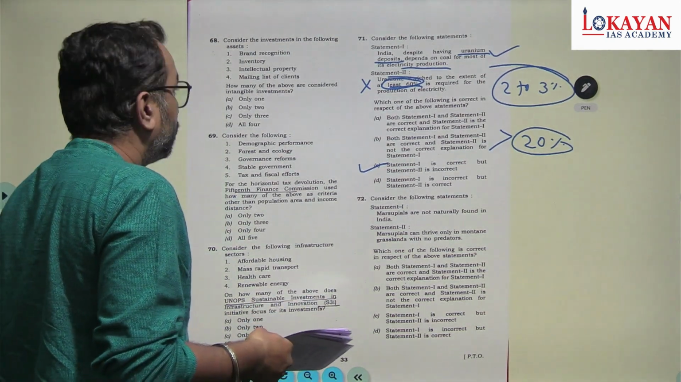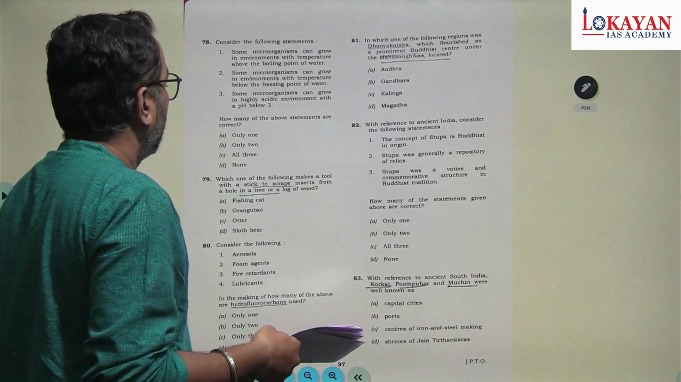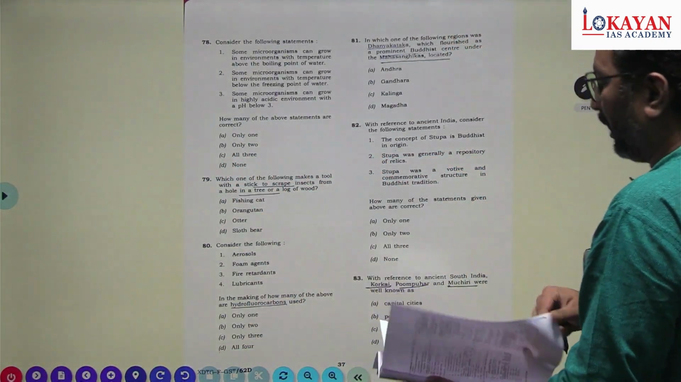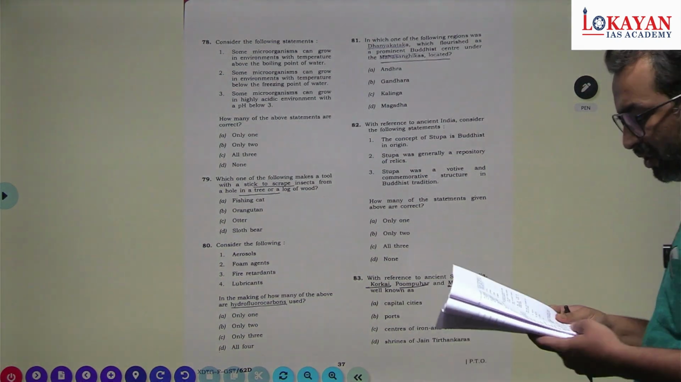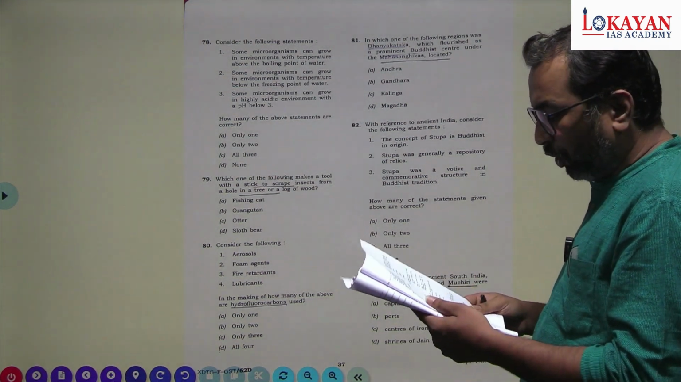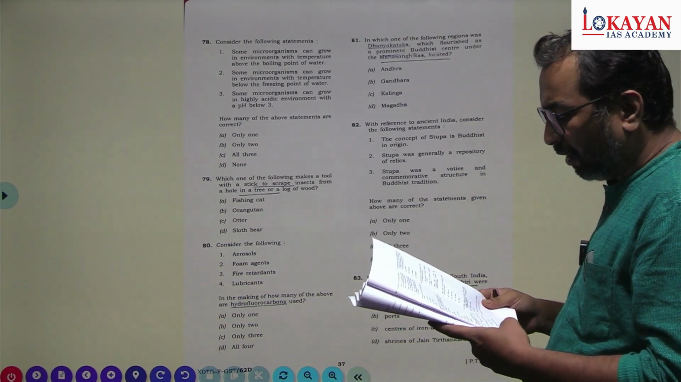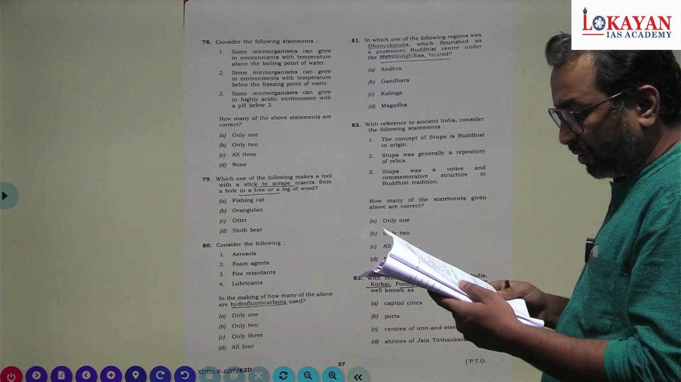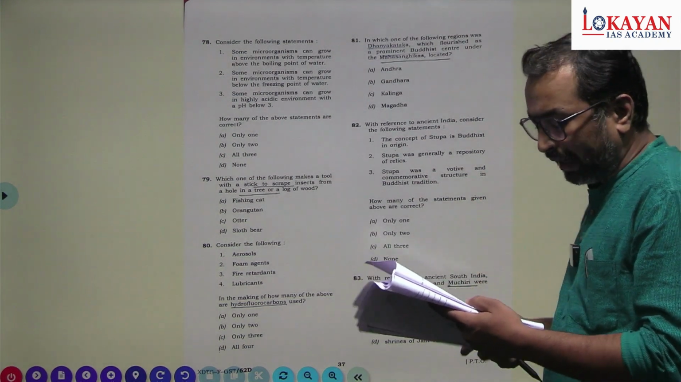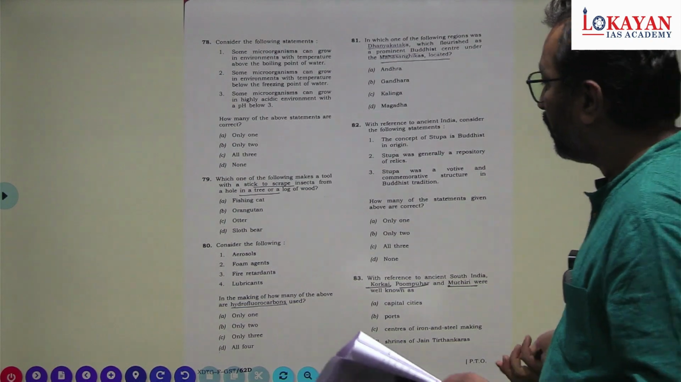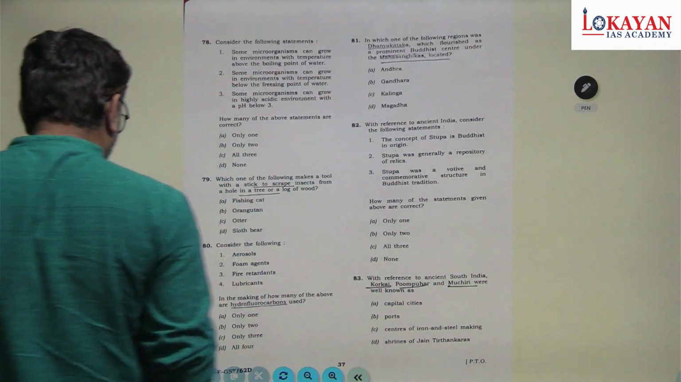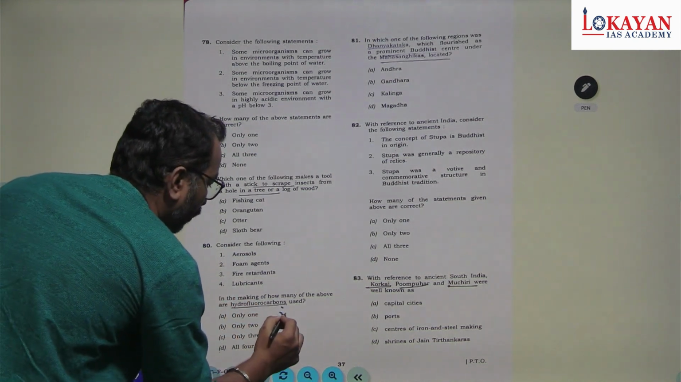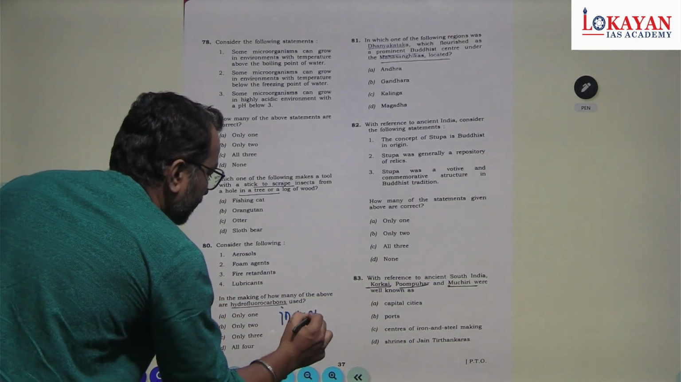And the last question from this section, question number 80. Consider the following: aerosols, foam agents, fire retardants, and lubricants. In the making of how many of the above are hydrofluorocarbons used? So what do you mean by hydrofluorocarbon? It is a group of industrial chemicals.